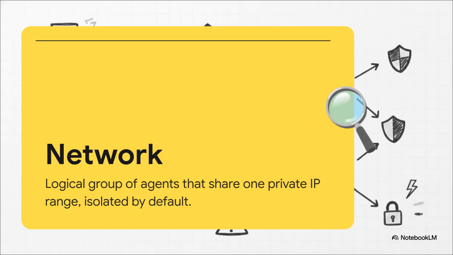Then, of course, we have the network itself. In the TLanX universe, a network is a logical grouping of these agents that all share one single private IP range. You know, like a CIDR block, something like 10.0.0.0/24. By default, agents in different networks are completely isolated from each other, but you can run multiple independent networks side by side without them ever crossing streams.